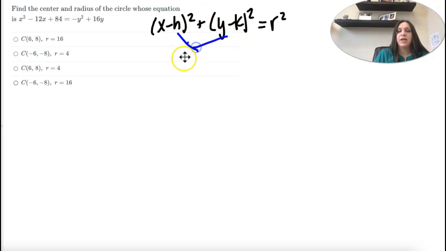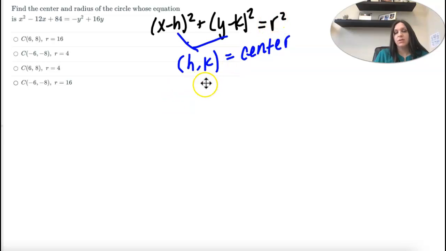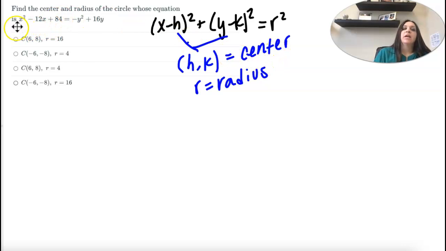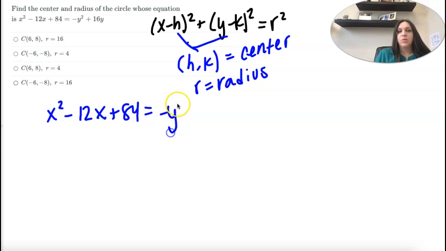So h, k, those numbers by x and y, are not the radius, that's the center. And then r squared gives us the radius, just r is the radius. So whatever that value is out here, we would take the square root. Okay, so we have an equation here that's not in standard form, so we don't know what the center and the radius are.